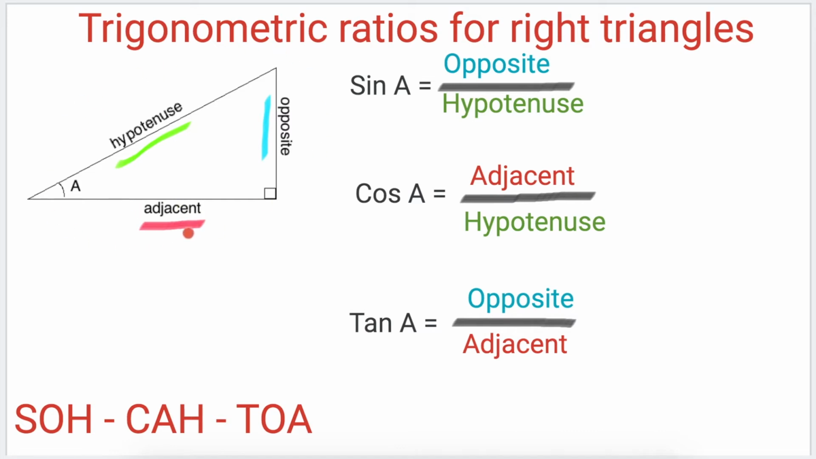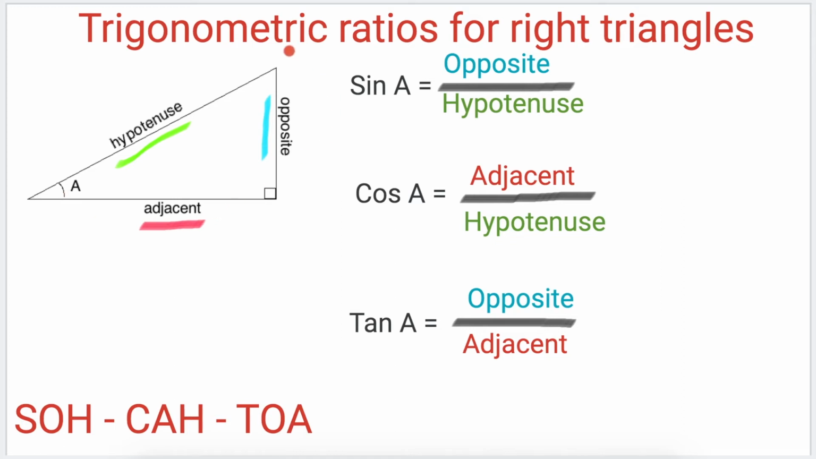The first side is called adjacent. And it's called adjacent because it's right next to the given angle here. The second side is called opposite, and it's called opposite because it's right across from the given angle. The final side is called hypotenuse because it is the longest side of the right triangle.